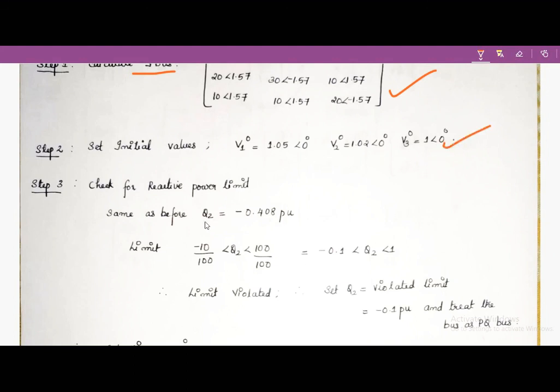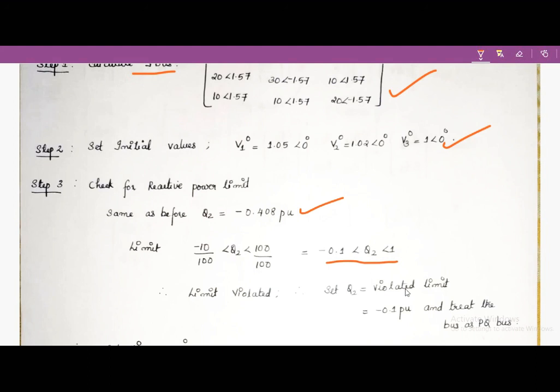The third step was the calculation of Q2, and since the calculation steps are the same as in the previous question, it is not repeated here. In the same way you will be calculating the reactive power and you got a value like this, and this is the limit. Now we can say that this value violated the limit. What will you do when this limit is violated?